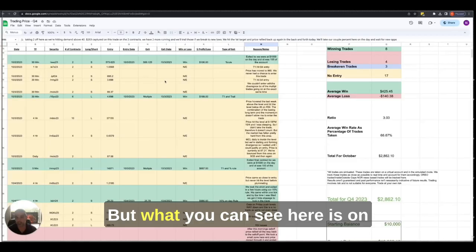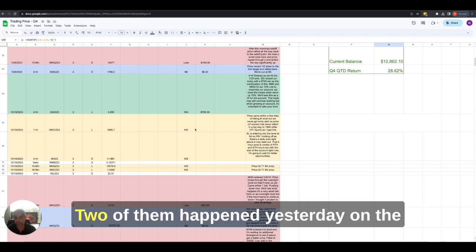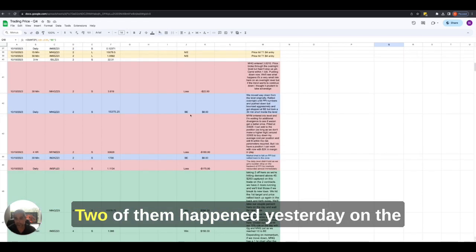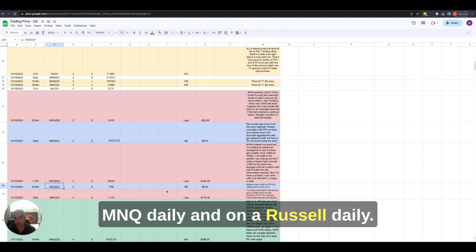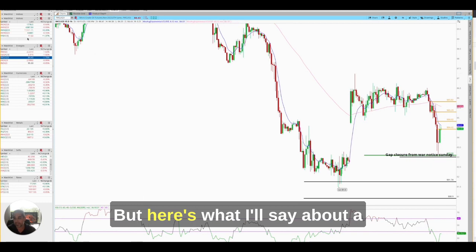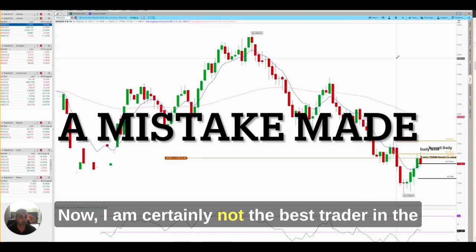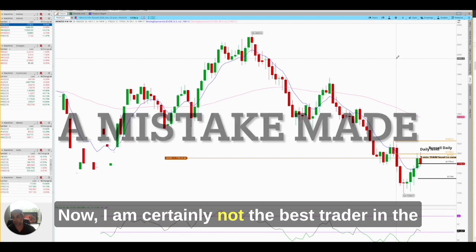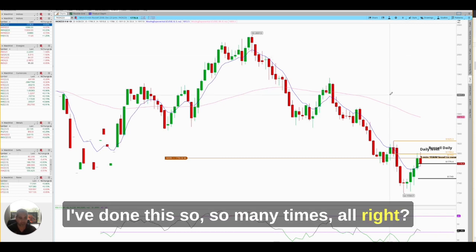But what you can see here is on the break even, I got 3 break even trades. 2 of them happened yesterday, right? On the MNQ daily and on a Russell daily. But here's what I'll say about a mistake that I made, all right? Now, I am certainly not the best trader in the world, but I kind of know what I'm doing because I've done this so many times, all right?